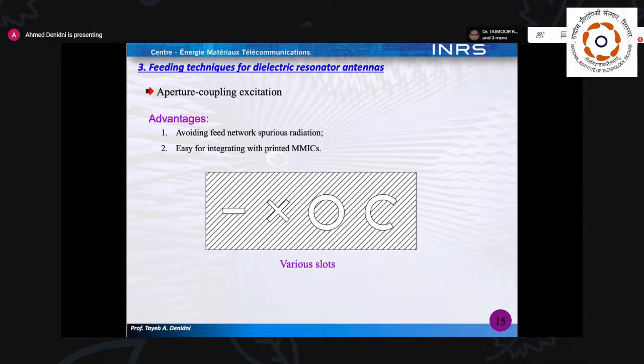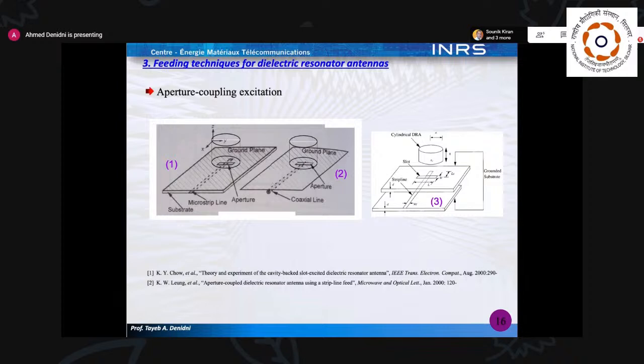And here we give an example. I just mentioned two papers that were published in the past. You can see the aperture here. We have dielectric resonators. We have here a microstrip line, and we have the slot. And the slot can excite this cylindrical strip.